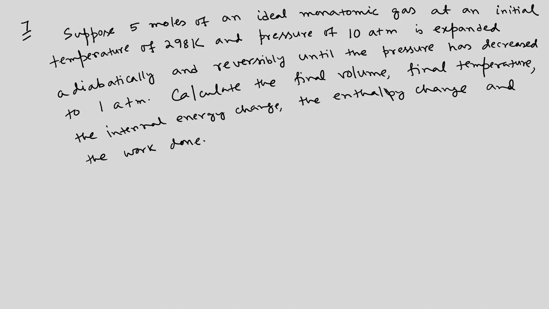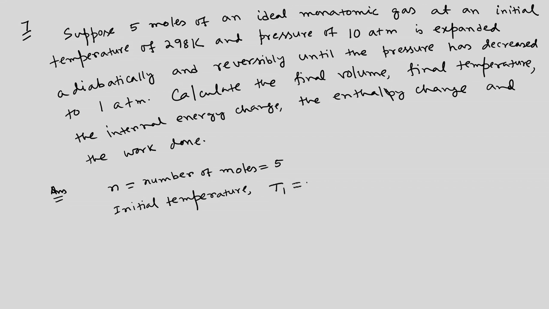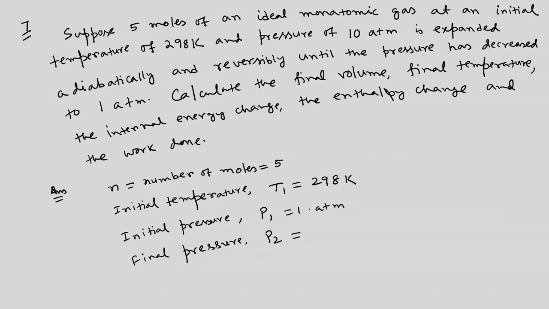Okay, so what we need to do, the information provided here are: n is number of moles, equals 5, initial temperature T1 is 298 Kelvin, initial pressure P1 is 10 atmospheric pressure and final pressure P2 is 1 atmospheric pressure.